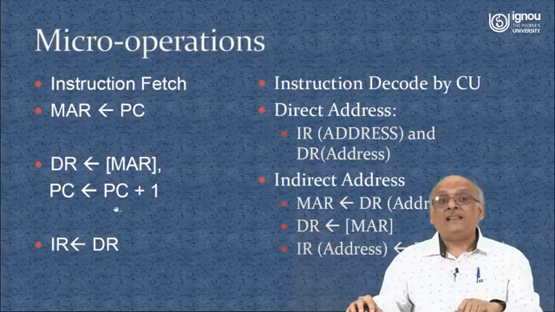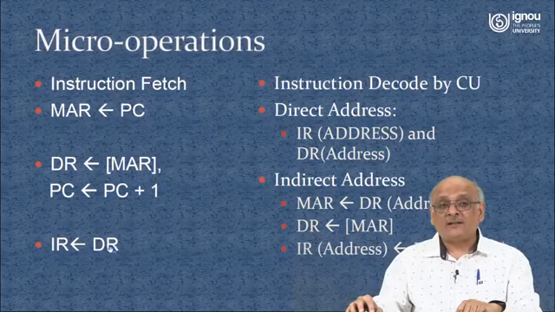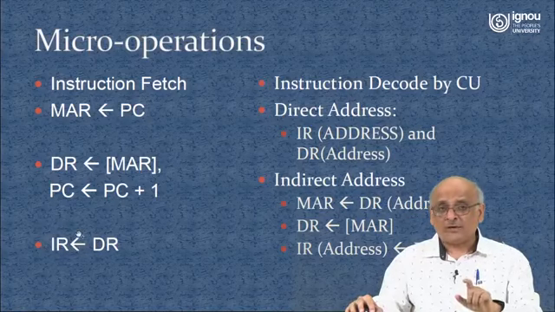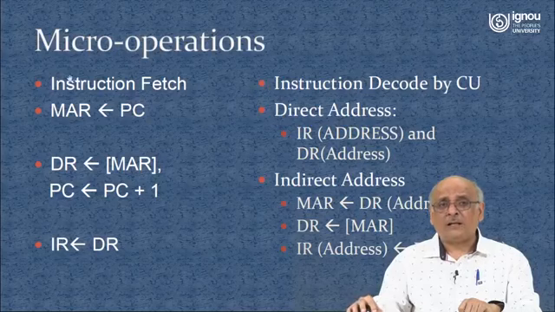Okay, and then finally the instruction register gets the data register value. So this value is transferred to the instruction register, which is related to the control unit. For interpreting it, we simply transfer it into the instruction register, where the operations can be performed. Alright, so this is how the whole sequence of instruction fetch works.